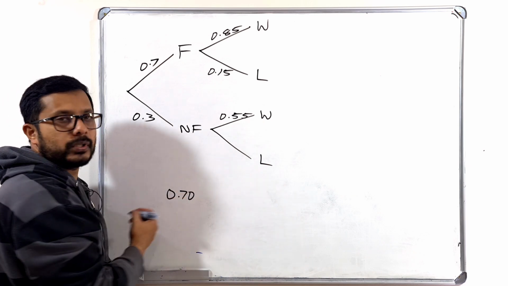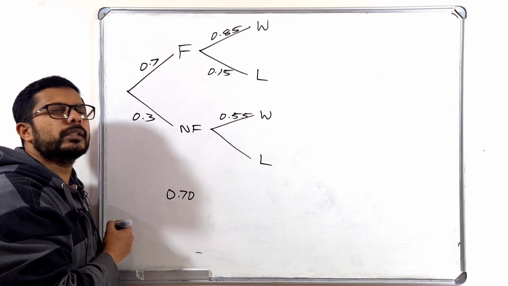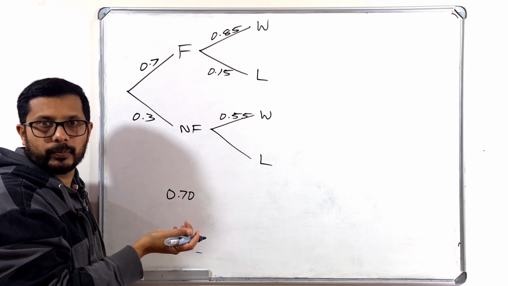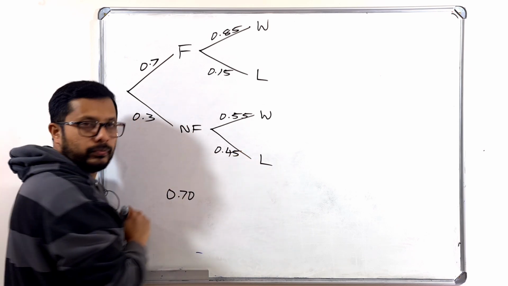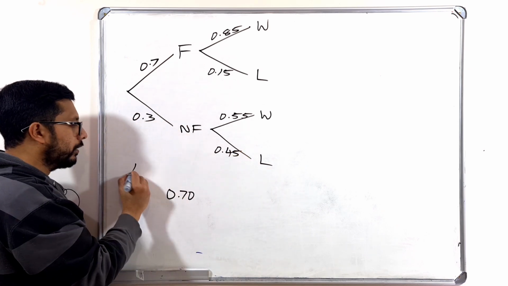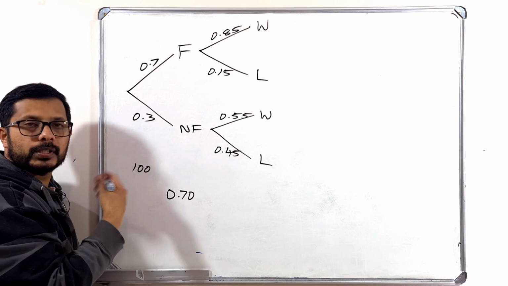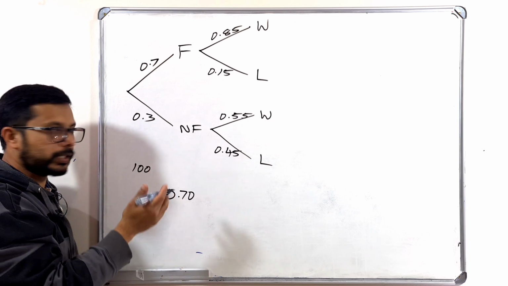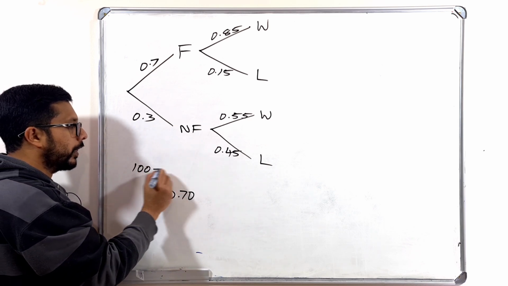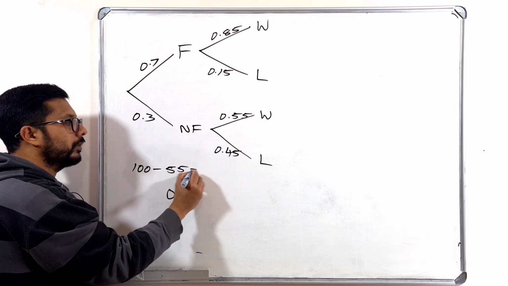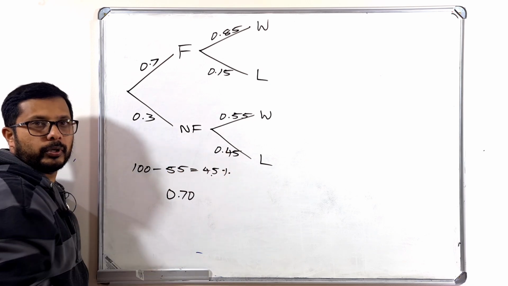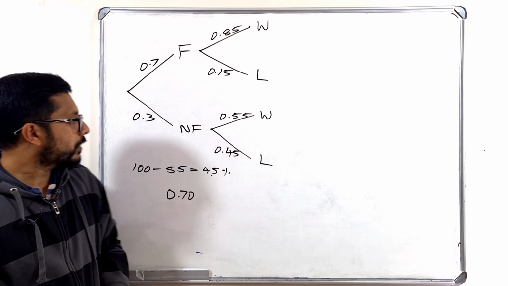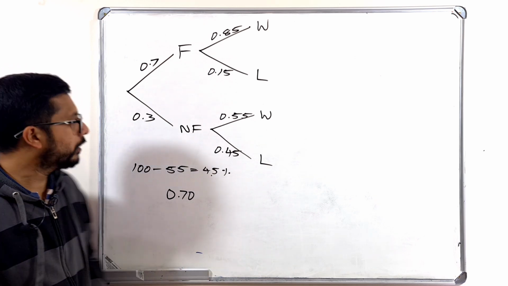55% means what is the lose? It is 55, so 45 is the remaining. Am I right? So it is 45, which means 0.45. 100% is the full percentage, so that means 100 minus 55. That is 45%. 45% is the same as 0.45.